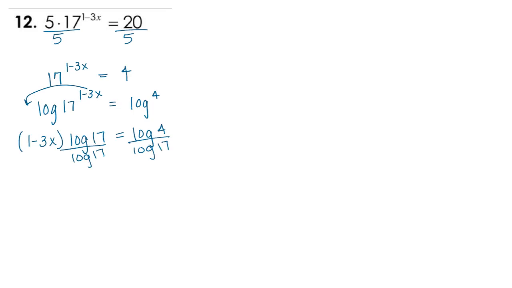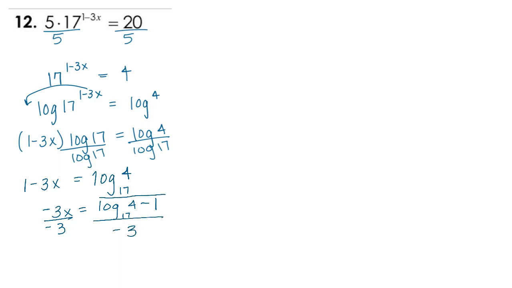And then we're going to go through, and here's where I would definitely rewrite, but you don't have to. I would make that log base 17 of 4. And then I'm going to subtract 1 over. So I have negative 3x equals log base 17 of 4 minus 1, and then divide both sides by -3. And again, this is the portion that you would type in your calculators.